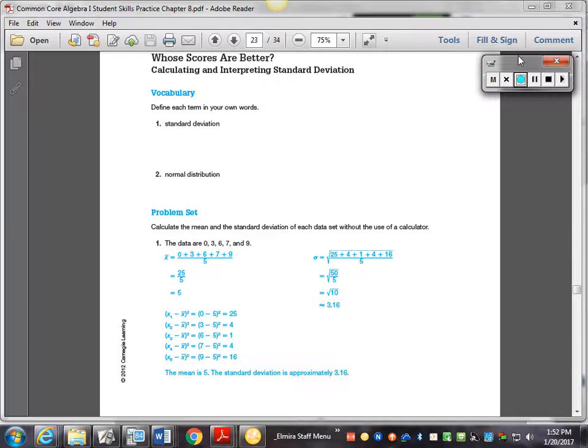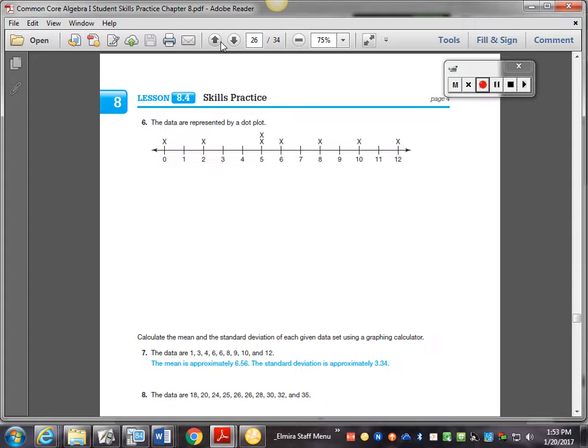I do want to make it clear on the homework that the directions say to calculate the standard deviation without the use of a calculator. We are not doing standard deviation by hand. You will do this entire assignment on your calculator. We are not doing the average by hand. You will just type all of your data into the calculator and pull the information off of your calculator.